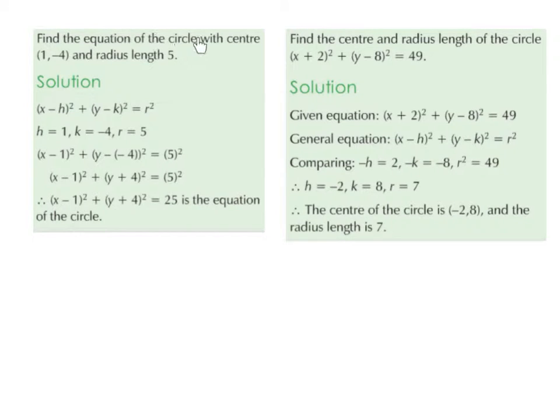Find the equation of the circle with a centre 1, 4 and a radius length of 5. So our formula for the equation of a circle that does not have a centre at 0, 0 is x minus h squared plus y minus k squared is equal to r squared. So what we're going to do is label our point h and k.